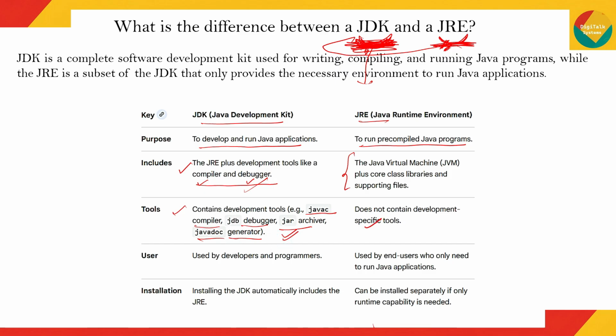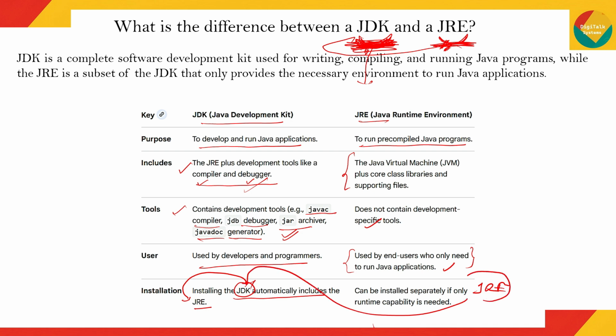This will not be in the JRE. Okay, so the JDK is mostly used by developers and programmers because they are developing applications, and when these need to be executed in any environment, there we can install the JRE. Installing the JDK automatically includes the JRE. That means when we install the JDK, it automatically contains the JRE as well. But when you install the JRE, it will not contain the JDK. It is only the runtime environment. This is the difference between JDK and JRE.